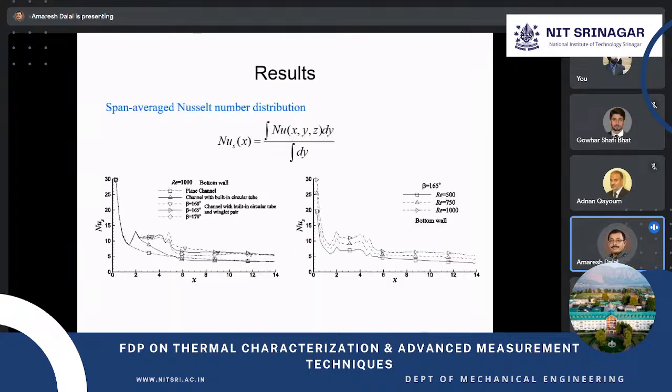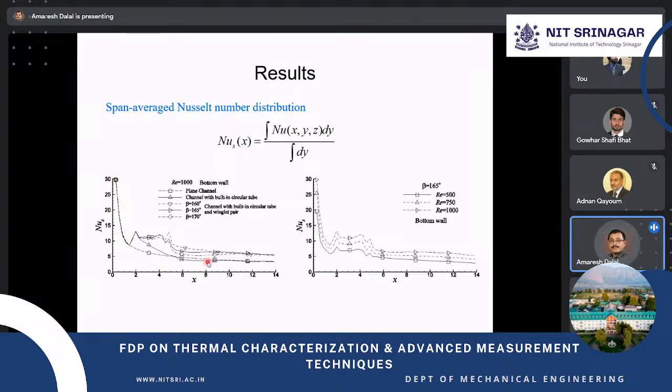Now span average Nusselt number. So how do you calculate the span average Nusselt number? You have the bottom wall, top wall, the cylinder surface and the winglet. Those are the Dirichlet boundary conditions for temperature, and the Nusselt number we need to calculate. And then at a particular cross section, you get the line average Nusselt number, and that we are plotting with the x direction. So at a particular x, we are calculating the line average Nusselt number, and we are plotting it with x.